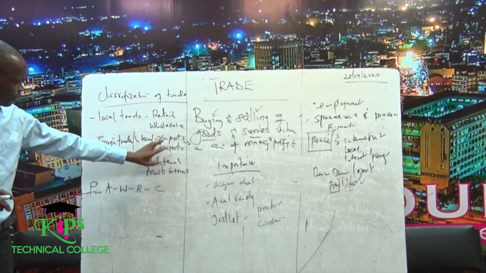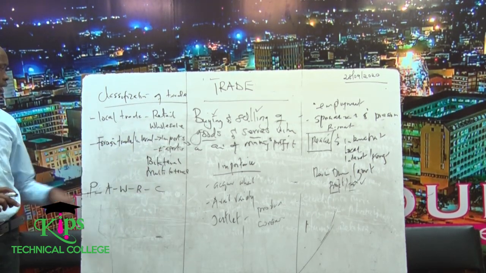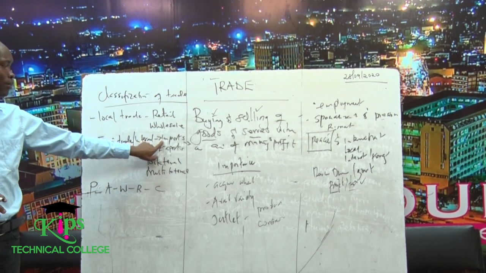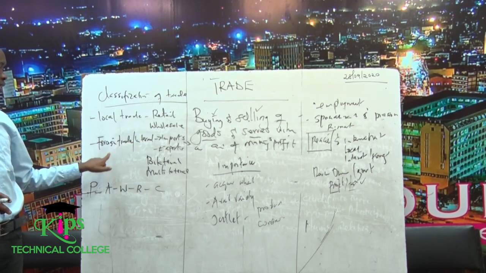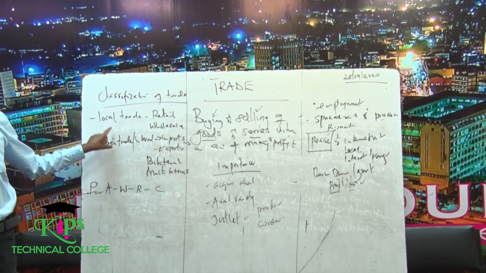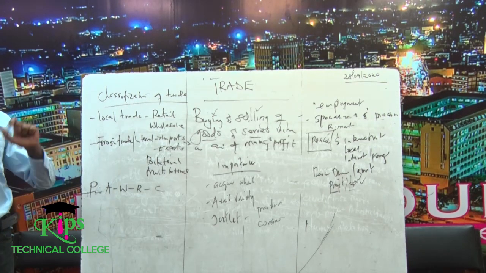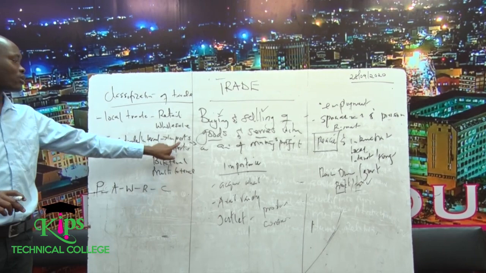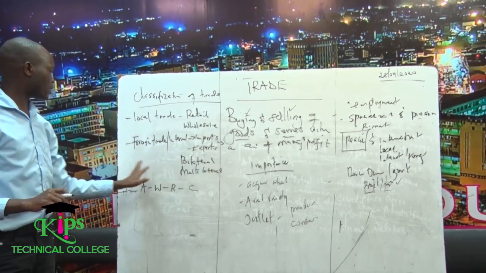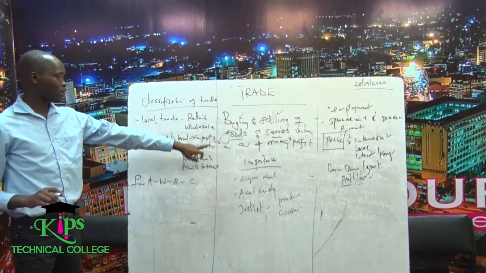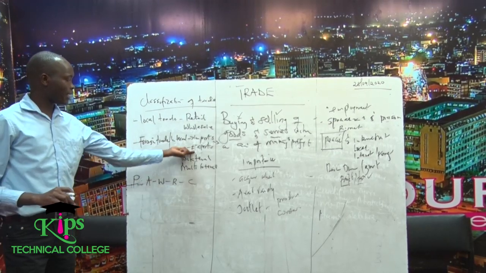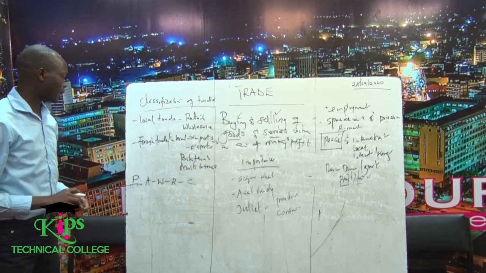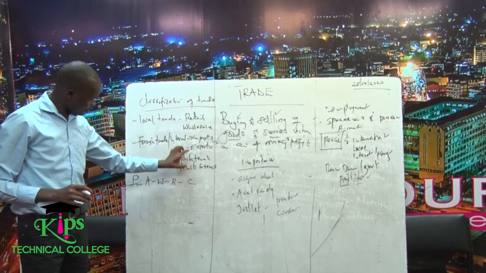Then on this other side, we have the imports and the exports. Imports is what you buy from another country to your country. Let's say Kenya is carrying out trade with Tanzania. In this case, you'll find that Kenya is going to buy, let's say, cotton from Tanzania. That is the imports. Then we have the exports. Exports is what you can sell to another country. Take an example, Kenya trading with Tanzania. Kenya can sell tea to Tanzania.